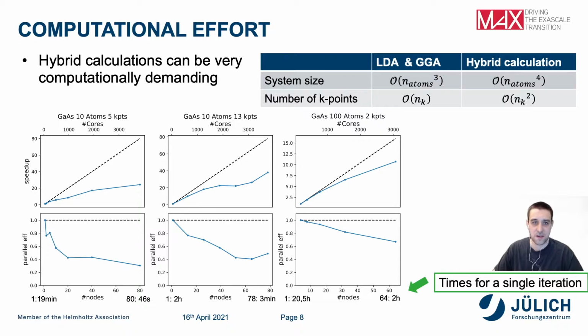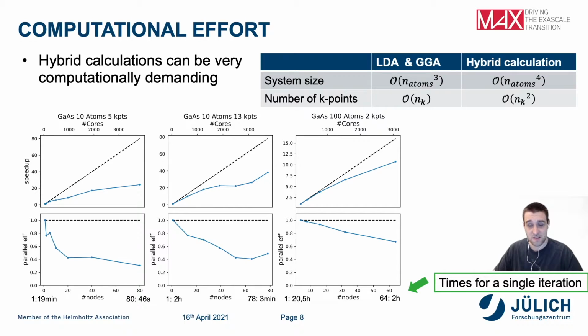And here you can see, first of all, the scaling of the code. So a normal FLEUR calculation, so LDA or GGA, is a cubic algorithm. So if we double the number of atoms, our calculations will take 8 times longer. But if you do a hybrid calculation, this turns into a 4th order code. So if you double your number of atoms, it will take 16 times longer. And this happens for each k-point.